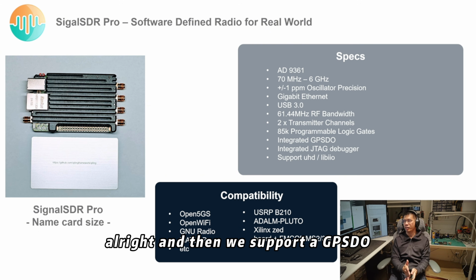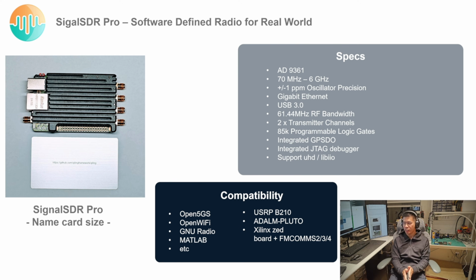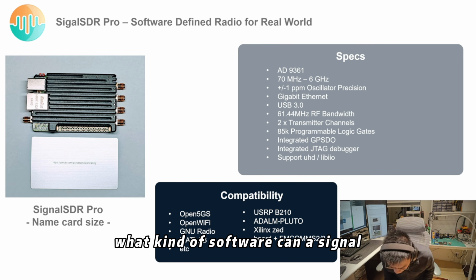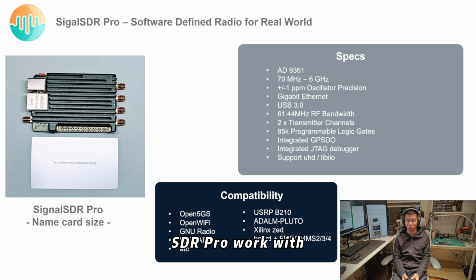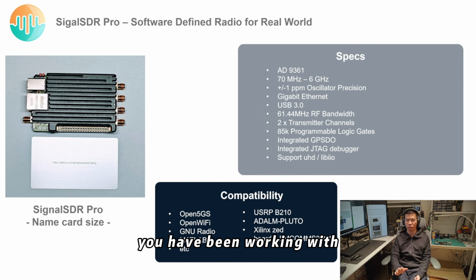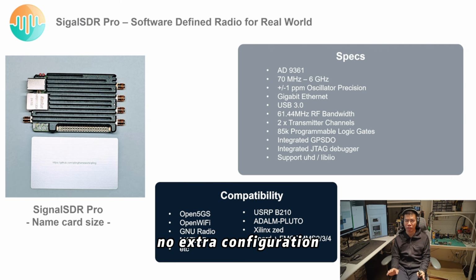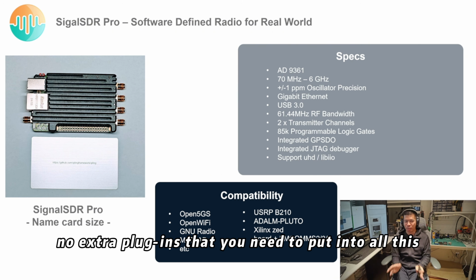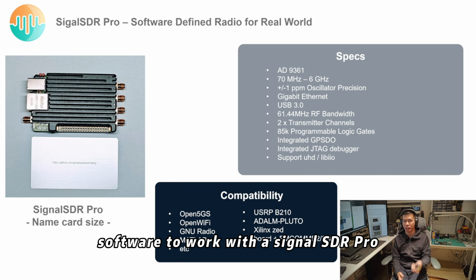All right, and then we support GPS DO. We also support JTAG debugger, right? So what kind of software can SignalSDR Pro work with? Or the software that you have been familiar with, that you have been working with. No extra configuration, no extra plugins that you need to put into all this software to work with SignalSDR Pro.